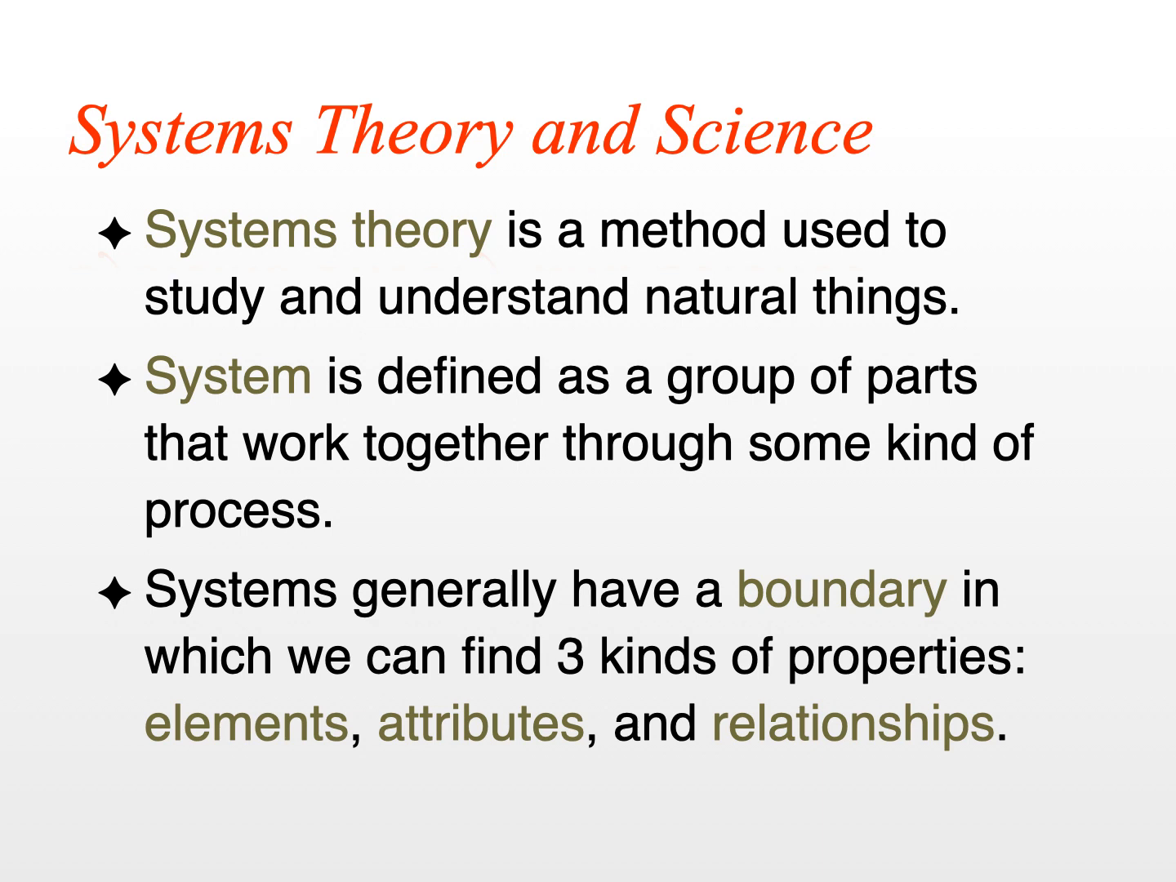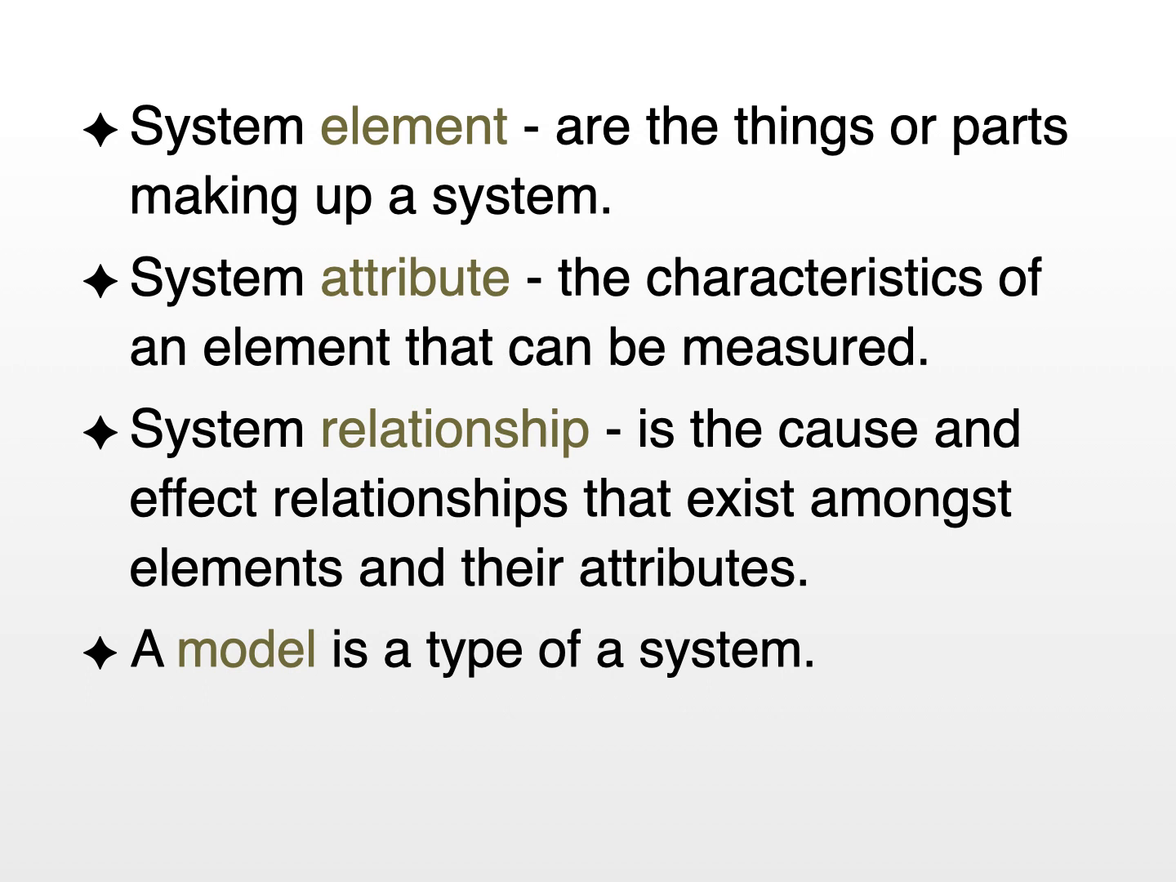Systems generally have a boundary, they exist in the boundary, and within that boundary we can find three kinds of properties: elements, attributes, and relationships. So let's think about a system in terms of a simple setting, an aquarium. Let's pretend an aquarium is a system. Now, an aquarium has elements, or things or parts, making up that system. In an aquarium, you could have fish, water, they need that to swim in, and aquatic plants.